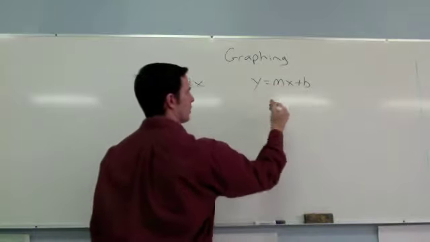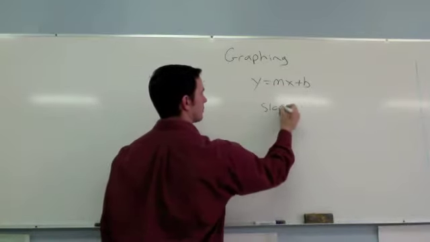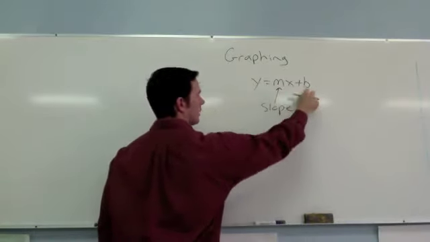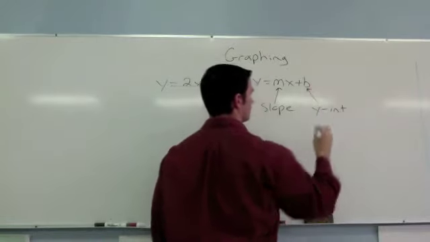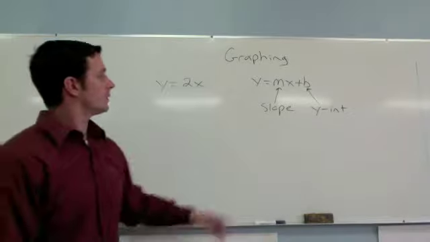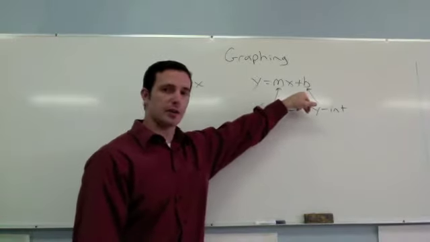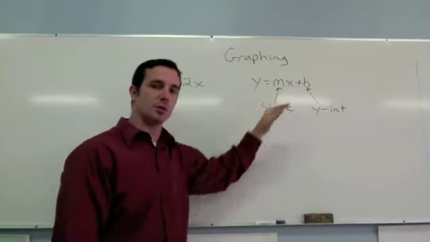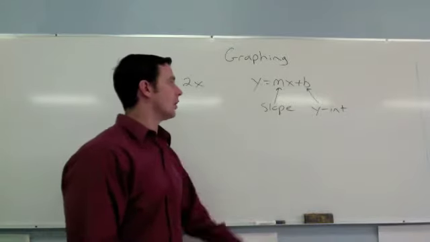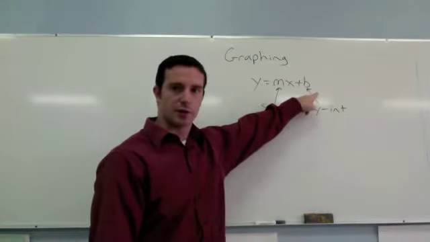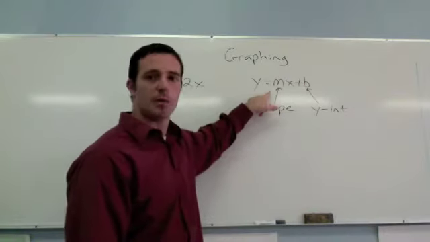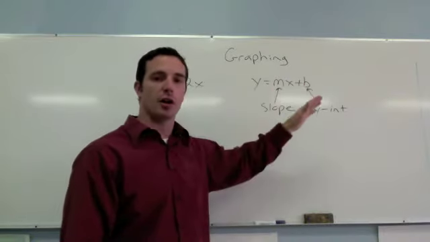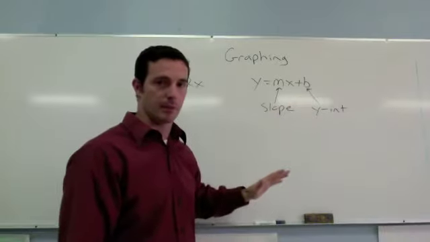The m is your slope. The b is your y-intercept. So the slope and the y-intercept are the two numbers that you're going to use when you're graphing. You always start with the y-intercept first. That's the first point you put on the graph. And then the slope simply tells you what direction you're going to go in so you can draw your line.